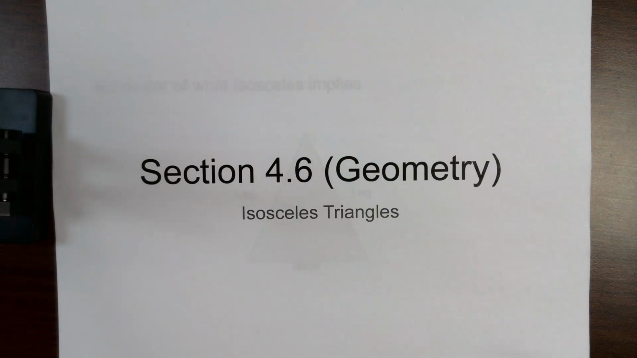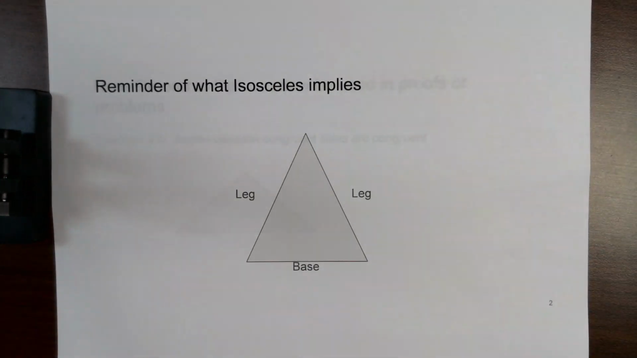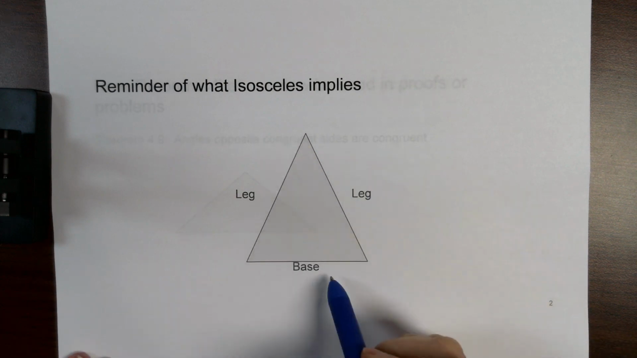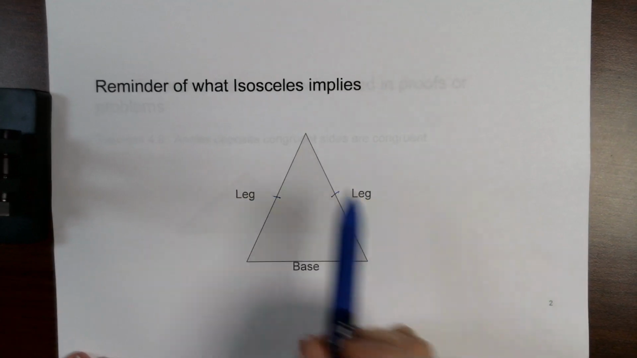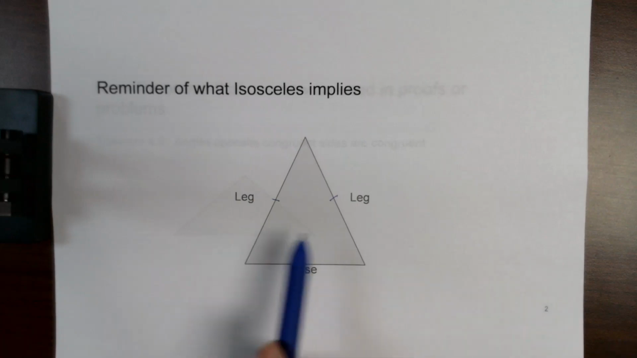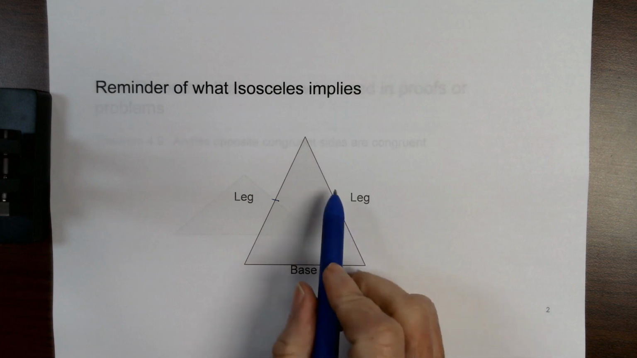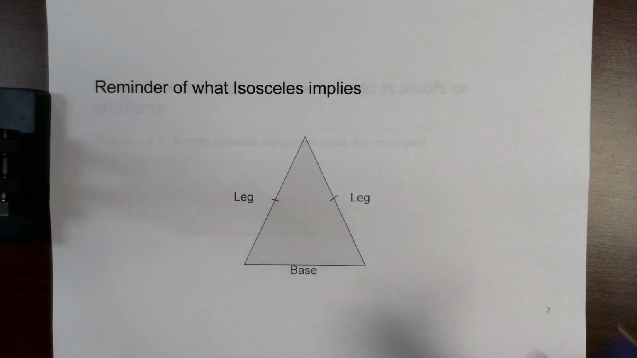Section 4.6 has to do with isosceles triangles. Just a real quick reminder of what isosceles implies. You have a triangle that has a base and two legs that are congruent to each other. An isosceles triangle means that two of the sides are congruent. So this is the base that's not congruent to the other two sides, and these two are considered legs because they are congruent to each other.